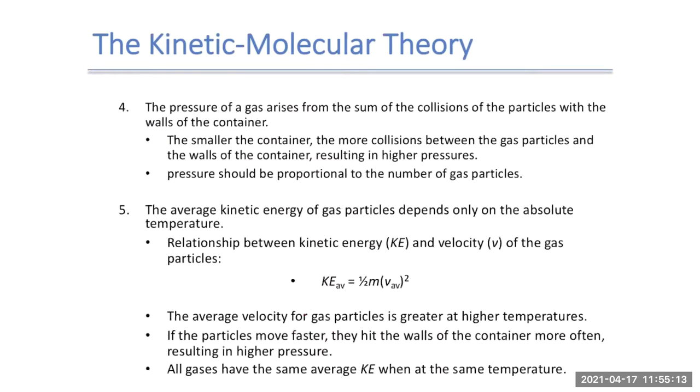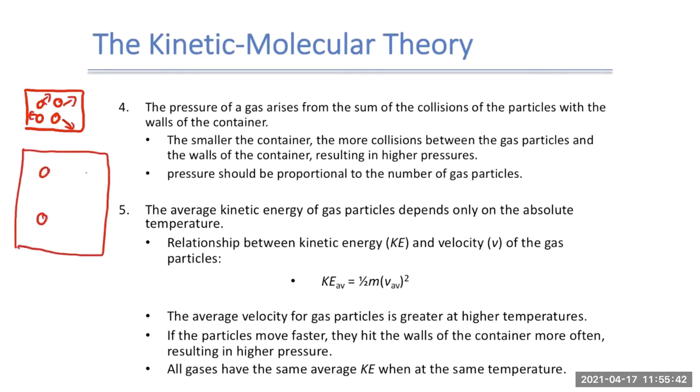Our fourth postulate stated that the pressure of a gas arises from the sum of the collisions of the particles. So this means when we're in a smaller container, we have more collisions, which results in a higher pressure. So in a smaller container, our gas particles are more likely to hit the side of the container much more often than if they're in a big container. If they're in a big container, there's more space. So it'll take longer for the gas particle to hit the side of the container.